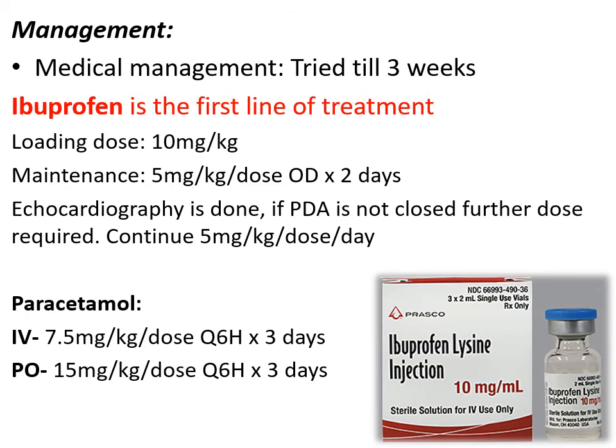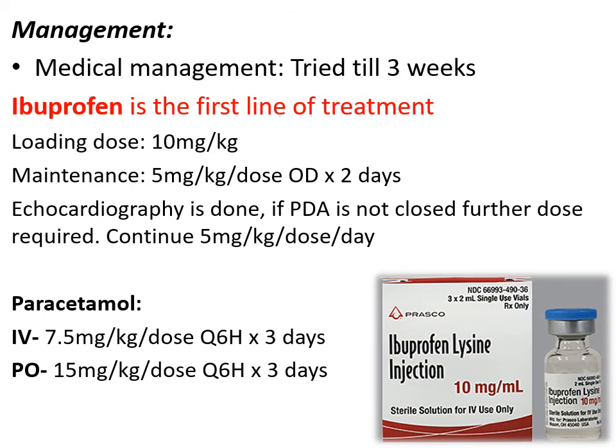The first line of treatment is ibuprofen. The loading dose is 10 mg per kg, and the maintenance dose is 5 mg per kg per dose once a day for 2 days, and then echocardiography is done to see whether the PDA is closed. If it is not closed, again the dose is continued at 5 mg per kg per dose per day.